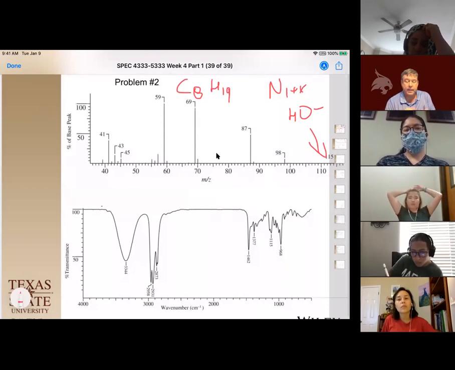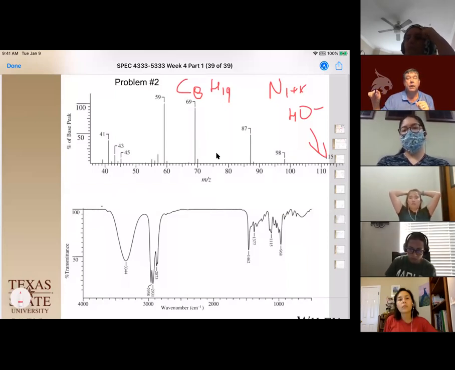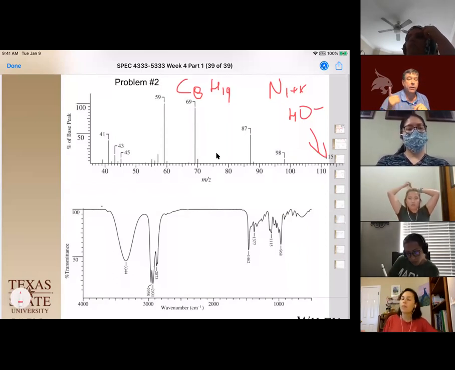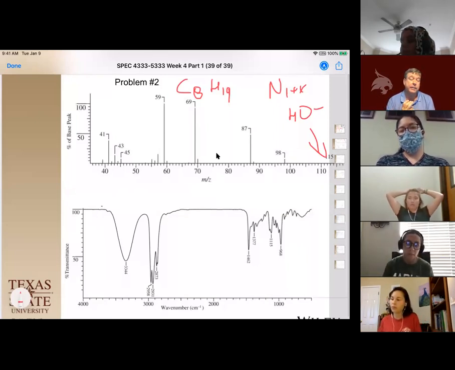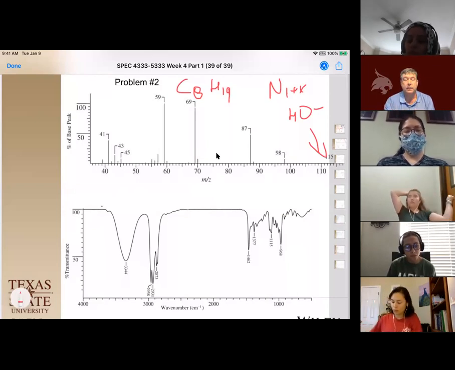That gives us an odd number, which gives us a non-whole number for our hydrogen deficiency index. Now, the only time we get a non-whole number in our hydrogen deficiency index is when we have a charged species, an ion. So that supports our ion species as well.